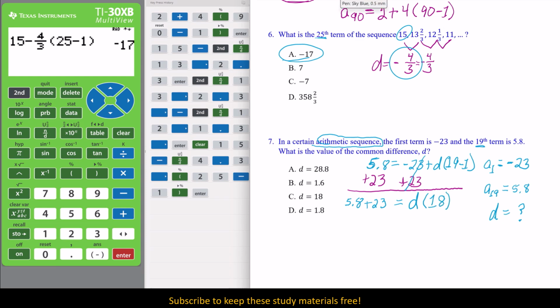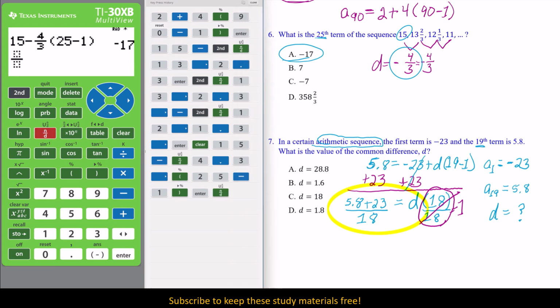Now, what do I need to do? On both sides, divide by the 18. Well, what does this do for me? That equals 1, so it goes away. This gives me something very solid to put in the calculator and I get my value. So let's go ahead and set that fraction up and I get 5.8 plus 23. Go down and divide that by 18.